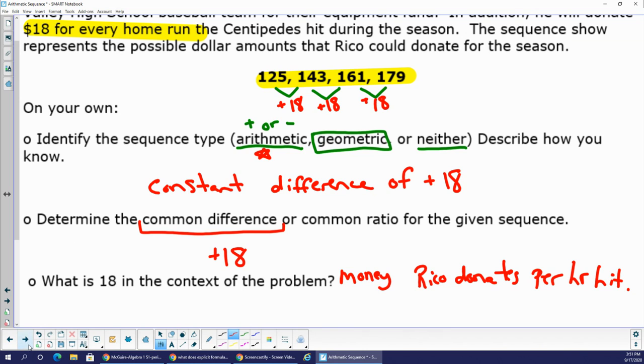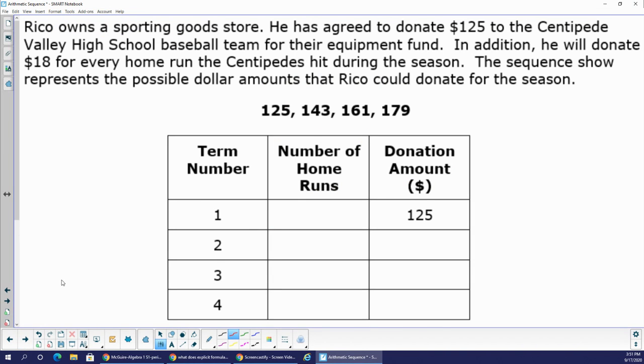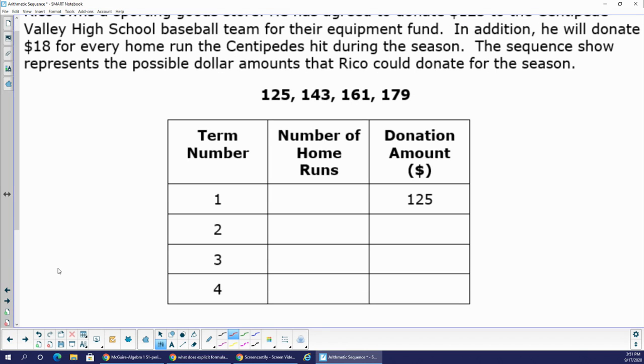All right, so that's all good and dandy. Let's move on to the next slide here. It's the exact same word problem about Rico, and it wants us to fill in this table. So if we hit 0 home runs, we still know that Rico is going to donate $125. That is term number 1 in my sequence.